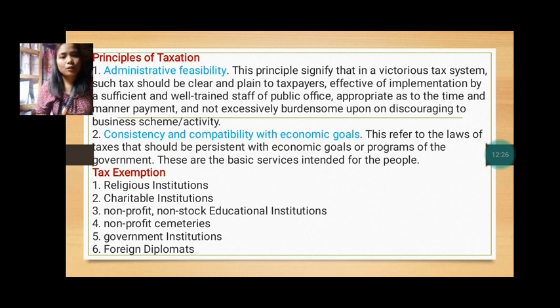So, there are also principles of taxation. Number 1 is administrative feasibility, wherein this principle signifies that in a victorious tax system, such tax should be clear and plain to taxpayers, effective of implementation by a sufficient and well-trained staff or public office, and it is appropriate as to the time and manner of payment, and not excessively burdensome upon or discouraging to business, scheme, or activity.